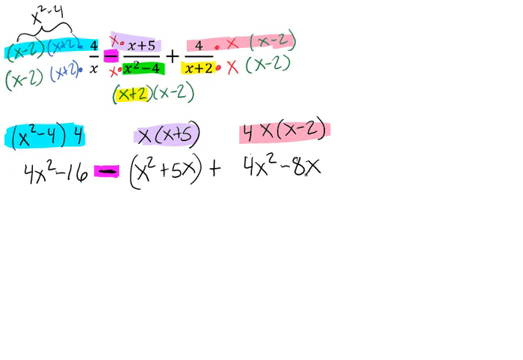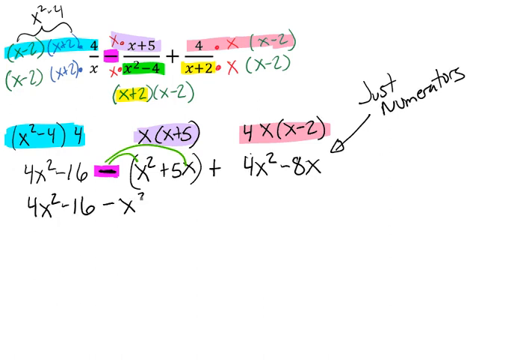Now remember, these are all just the numerators. All of this stuff is just the numerators. We're not going to worry about the denominators yet. So the next thing we want to do is distribute this negative sign right here. So now we've got 4x squared minus 16 minus x squared minus 5x plus 4x squared minus 8x.